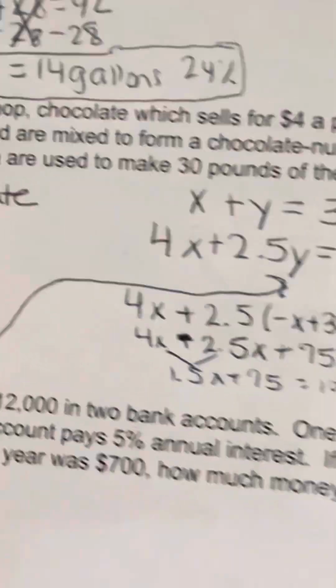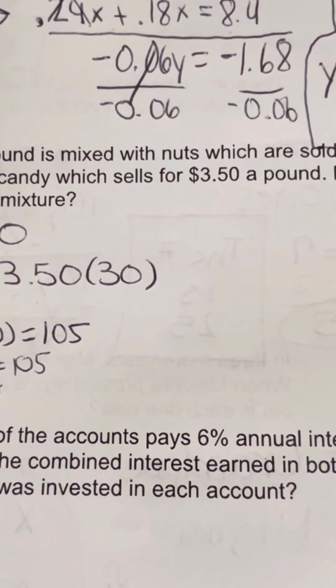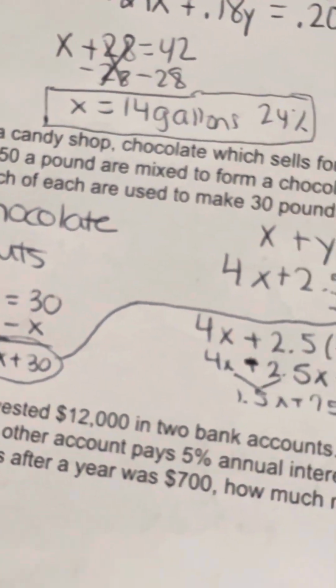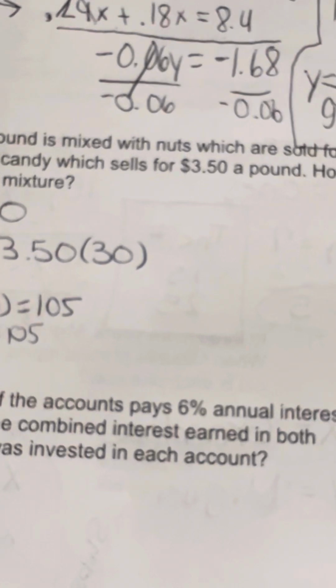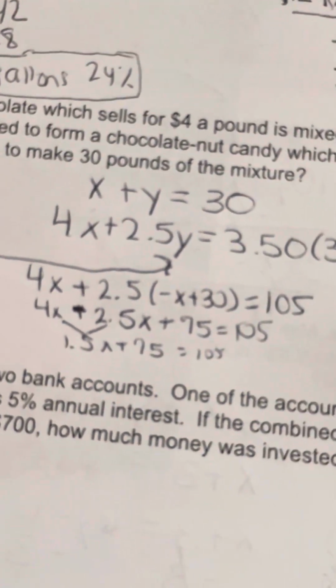So we have a candy shop. We have chocolates that are selling for $4 a pound, and it's mixed with nuts that are sold for $2.50 per pound. And they're going to be mixed to form a chocolate nut candy, which sells for $3.50 a pound. We're looking to find out how much each is used when we're making a 30-pound mixture.